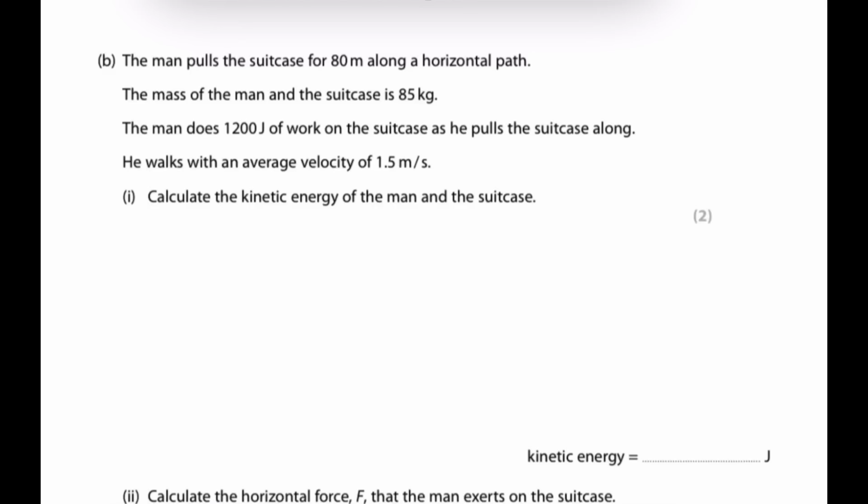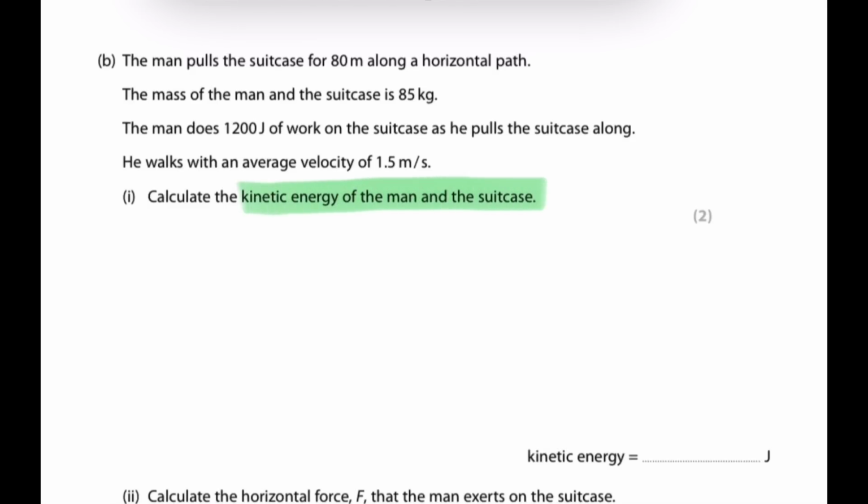A man pulls the suitcase for 80 meters along a horizontal path. The mass of the man and the suitcase is 85 kg. The man does 1,200 joules of work on the suitcase as he pulls the suitcase along. He walks at an average velocity of 1.5 meters per second. Calculate the kinetic energy of the man's suitcase.